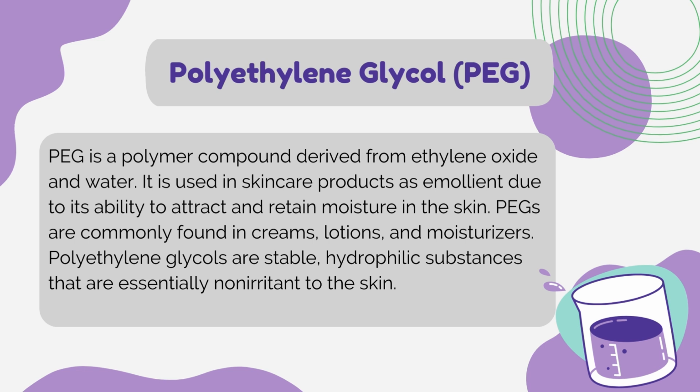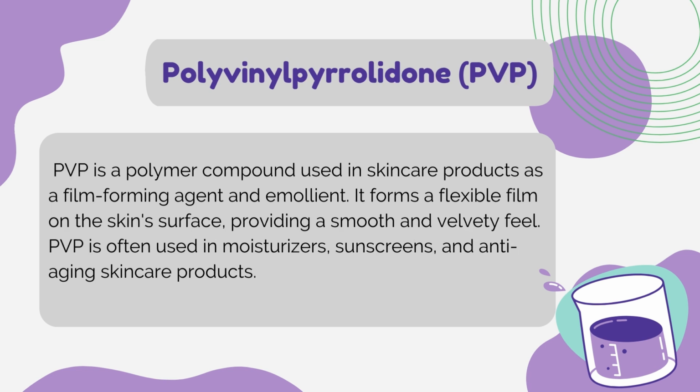Polyethylene glycol, PG, is a polymer compound derived from ethylene oxide and water. It is used in skincare products as emollient due to its ability to attract and retain moisture in the skin. PGs are commonly found in creams, lotions, and moisturizers. Polyethylene glycols are stable, hydrophilic substances that are essentially non-irritant to the skin. They do not readily penetrate the skin, although the polyethylene glycols are water-soluble and are easily removed from the skin by washing, making them useful as ointment bases.